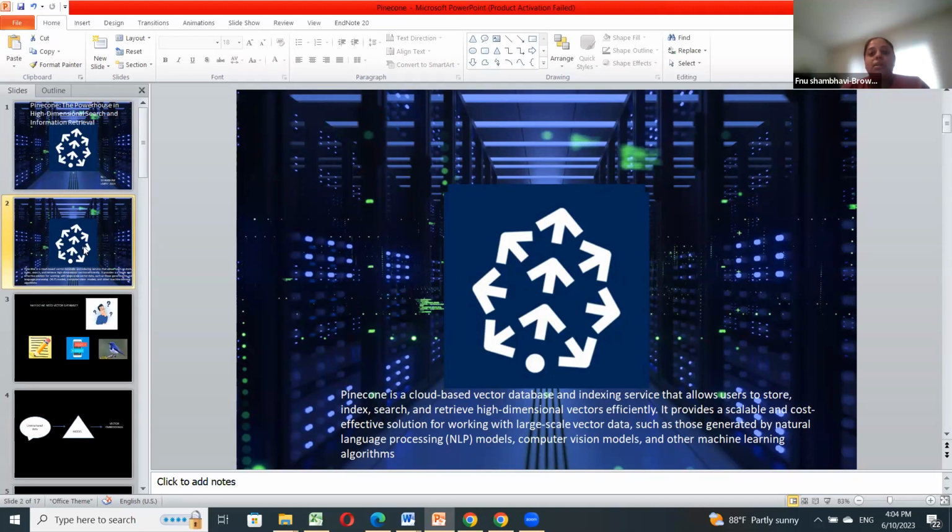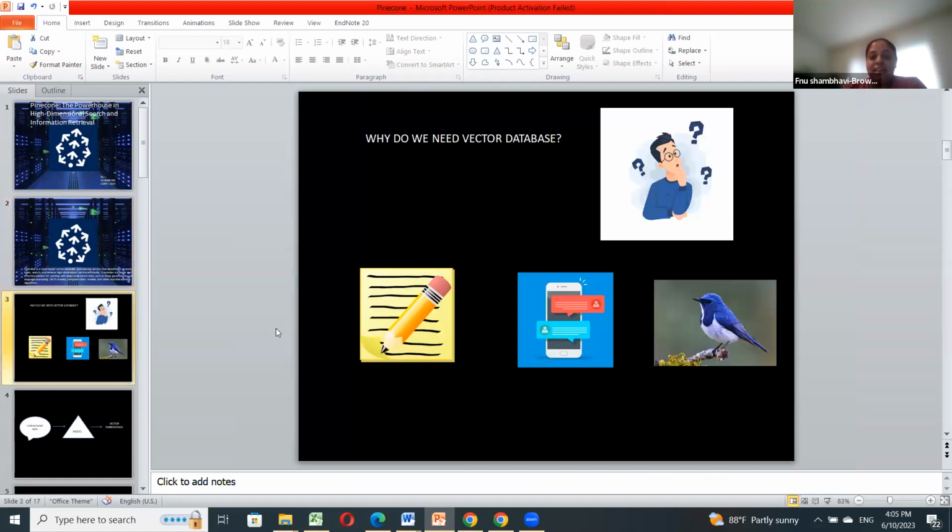If you're working with very large data, it will take a lot of time. So that's why people thought of storing their data in the form of vectors. We have a huge amount of data.